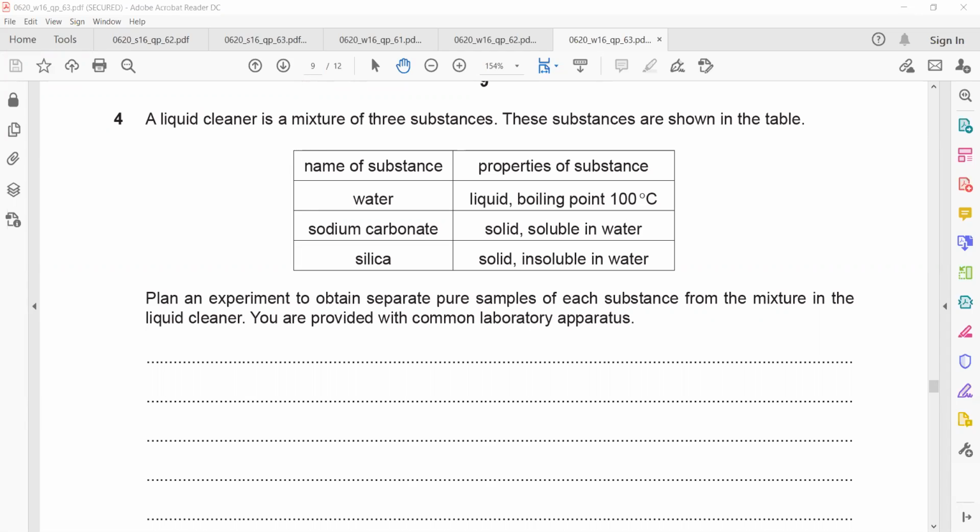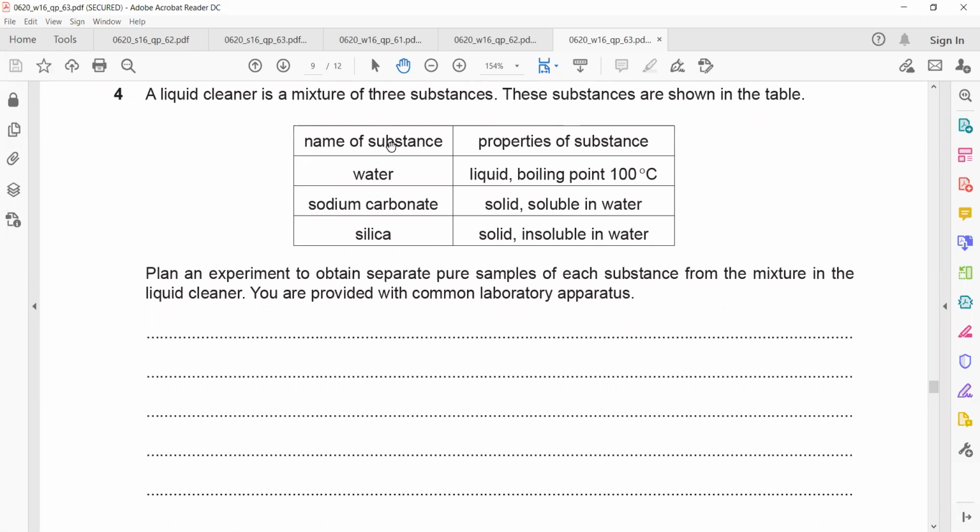But if you do carry out simple distillation, the first thing is we have a mixture. So first, the cleaner is there, first we will filter it. Why will we filter it? Yeah, to get the silica, because that is insoluble. Or you can add water and then filter. So the steps to obtain silica: we will filter.